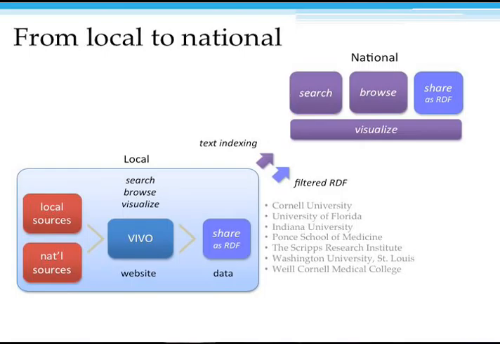One of the main efforts of the VIVO project is to go from the local level to the national level. What we're looking to do is pull filtered RDF, perhaps not everything from an institution, out to a national, or a regional or specialized indexing portal and system. For this project, Cornell and the University of Florida are going to build indexes across the entire VIVO collaborative. And once you've got the information into a common triple store all together, you can potentially do analysis, visualization, and other exciting things.